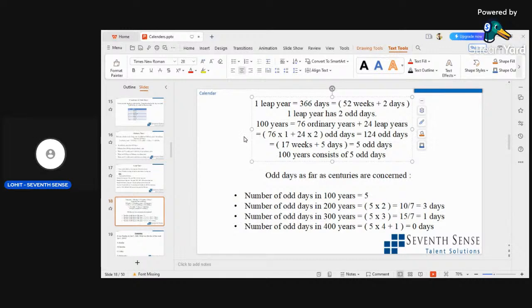So let's calculate for the first 100 years. Here I have written that 100 years is equal to 76 ordinary years and 24 leap years. Have you got this part? Why have I written 76 ordinary years and 24 leap years? If you haven't, I will explain. But I'm asking you guys, have you got this part?